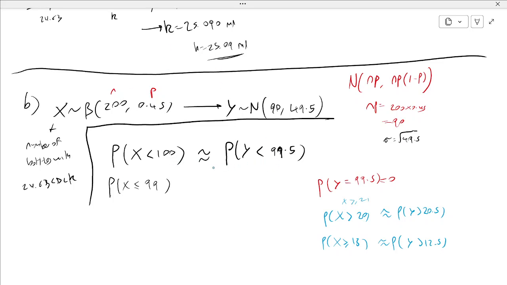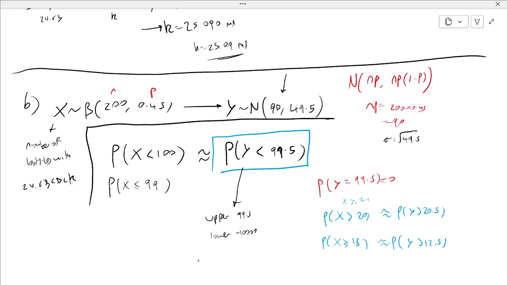We're approximating x less than 100 with y less than or equal to 99.5, and we know y. We've written the distribution of y right here. So I'm going to put that in my regular normal CD. Upper bound is 99.5, and the lower is -1 with a few zeros on the end. Let's see what that tells us. 99.5 there. Sigma was the square root of 49.5, remember here. And mu was 90.